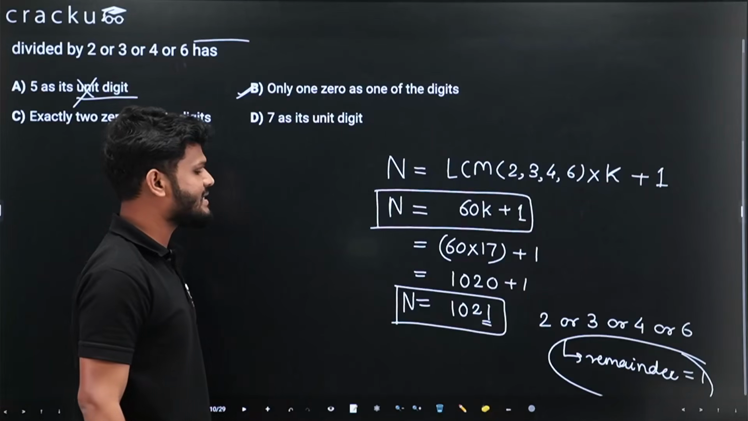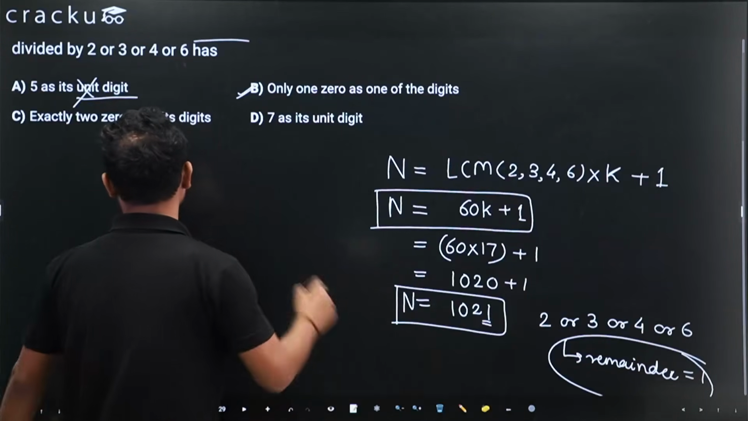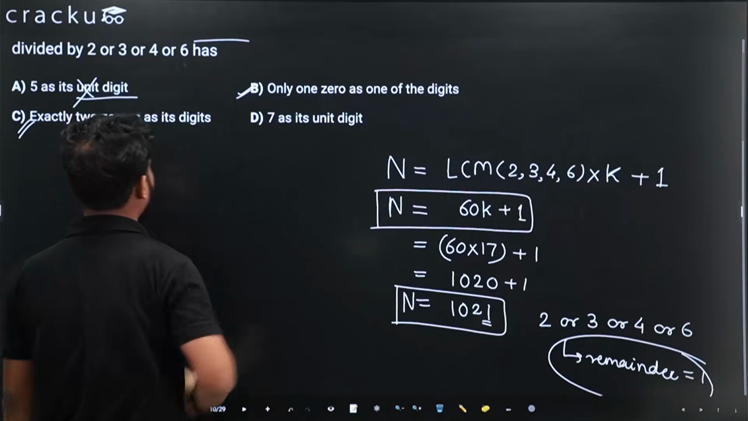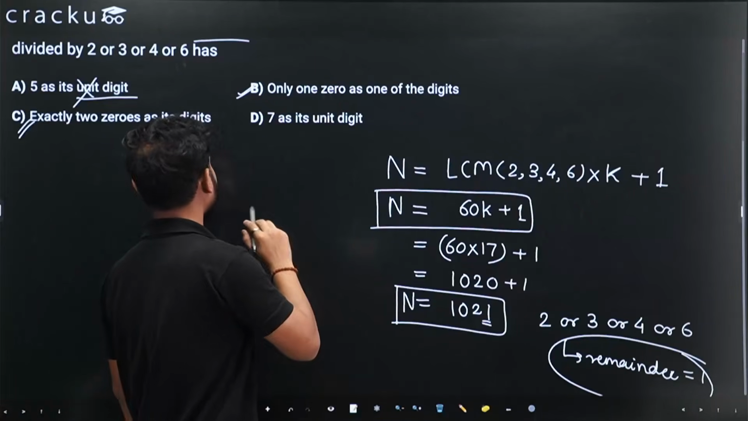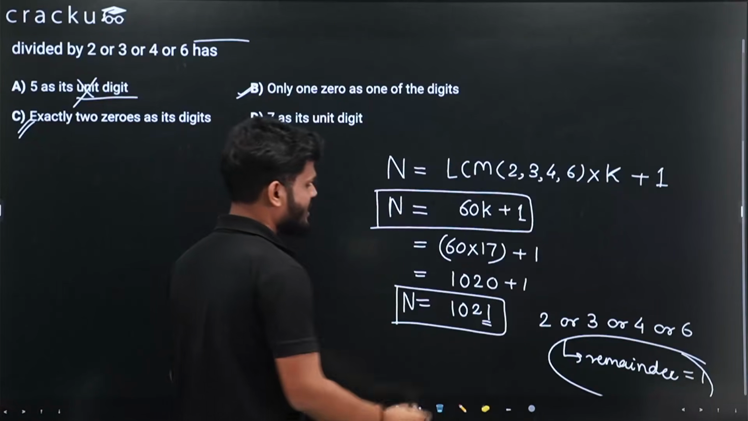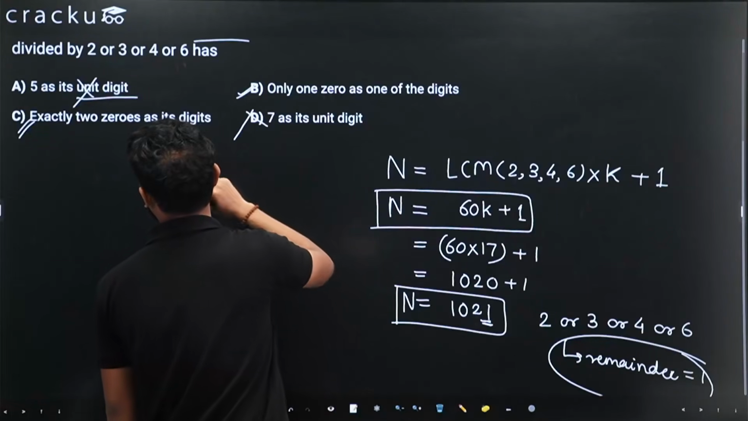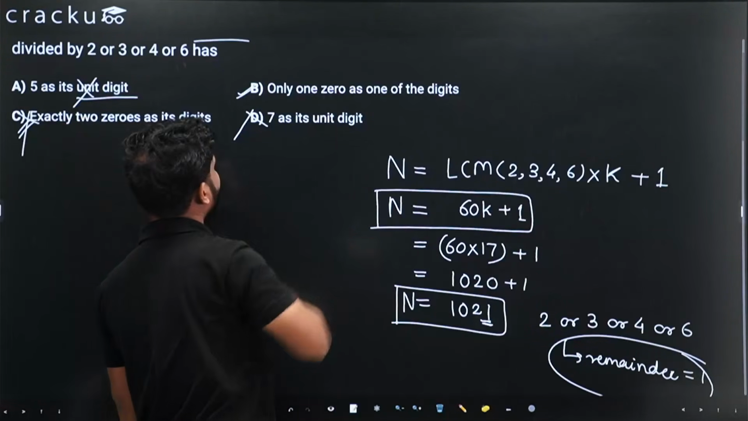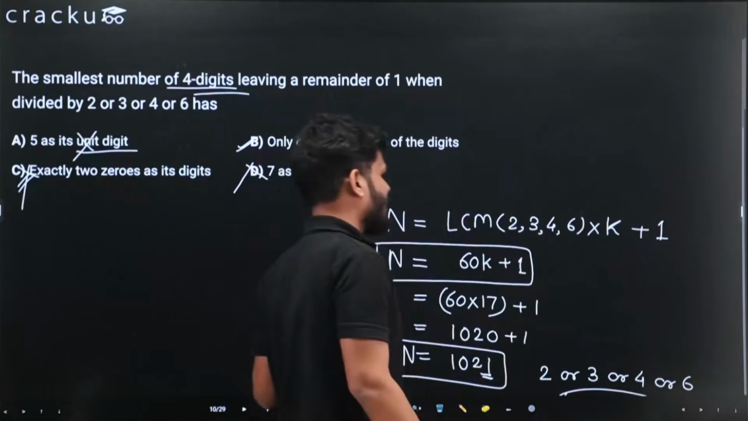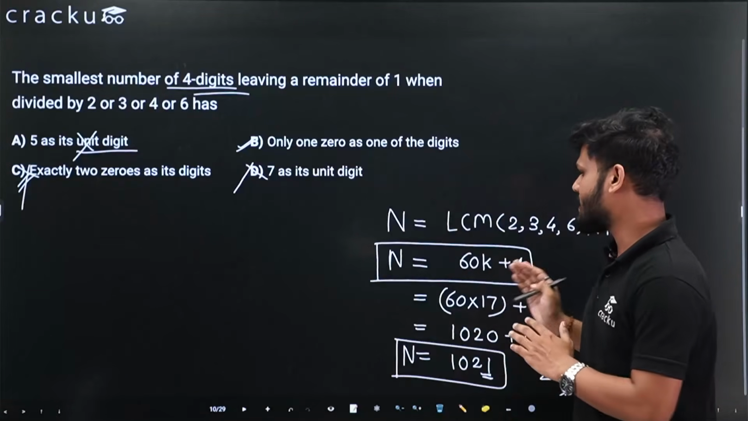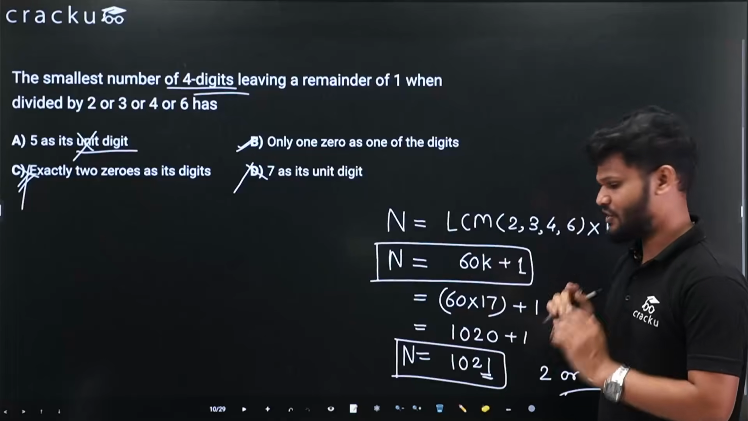Exactly 2 zeros in its digits. No, it has only 1. So it is wrong. 7 as its unit digit. Is there a 7 at its unit digit? No, it is 1. This is also wrong. So A, C, D are wrong. Only option B is the correct one. So this is how you find the solution for this question.